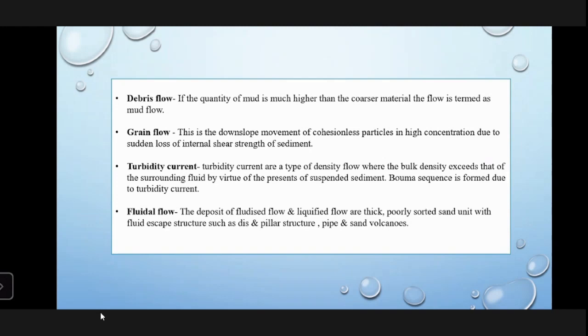Turbidity currents are a type of density flow where the bulk density exceeds that of the surrounding fluid by virtue of the presence of suspended sediment. Bouma sequence is formed due to turbidity current.